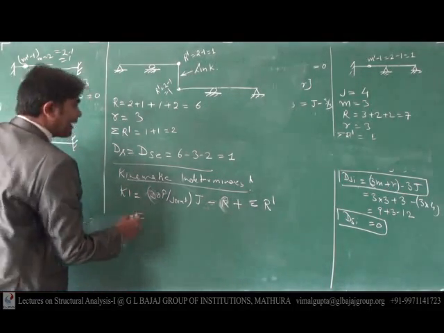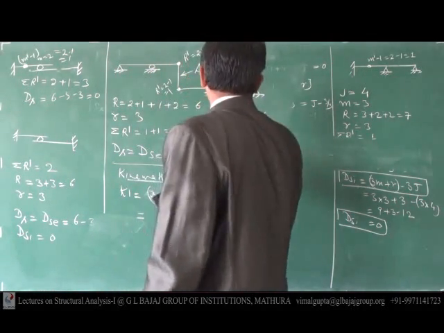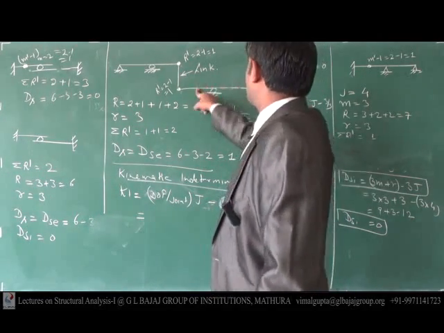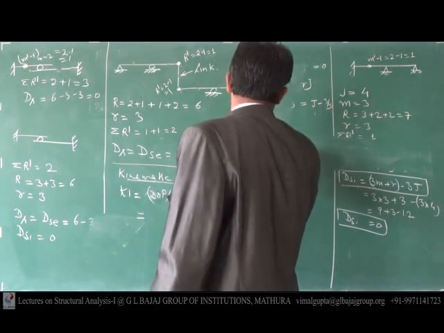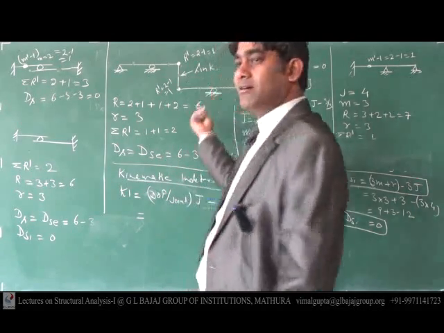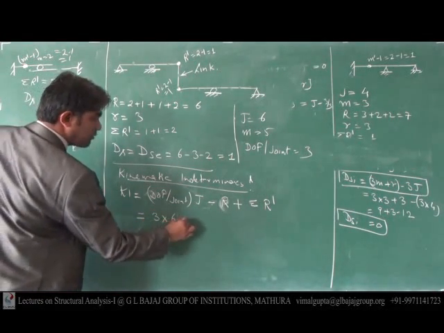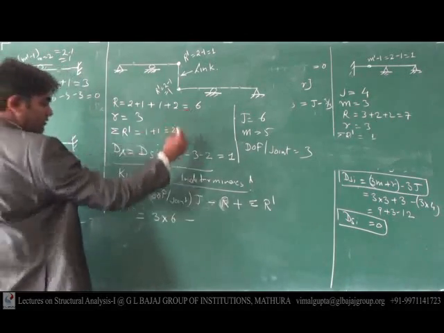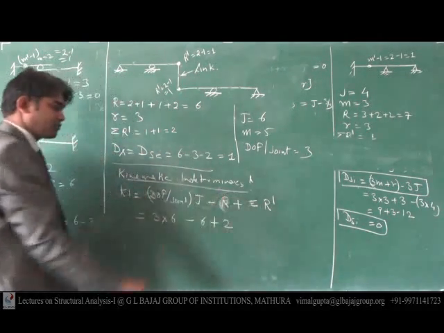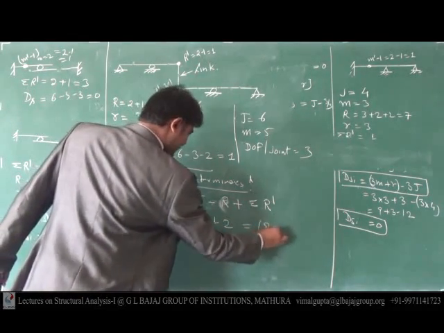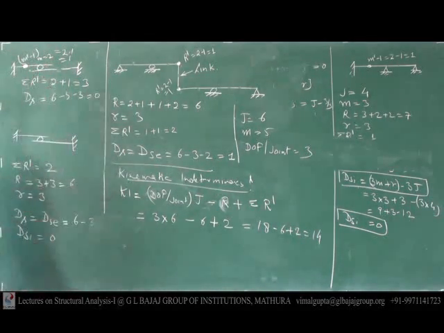So number of joints. How many joints? 1, 2, 3, 4, 5, 6, and members 1, 2, 3, 4, 5. Degrees of freedom per joint, how much? 3, because this is a beam and frame always has 3. So put that value: 3 into 6, minus restraints, R is 6, plus R dash. R dash is 2. So it is 18 minus 6 plus 2, 14. So this is kinematic indeterminacy and this is static indeterminacy.